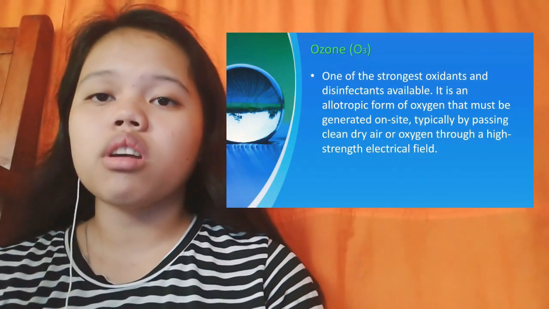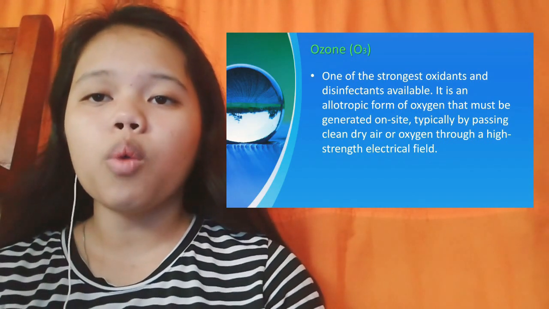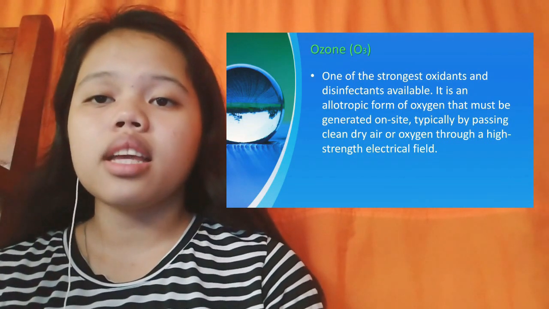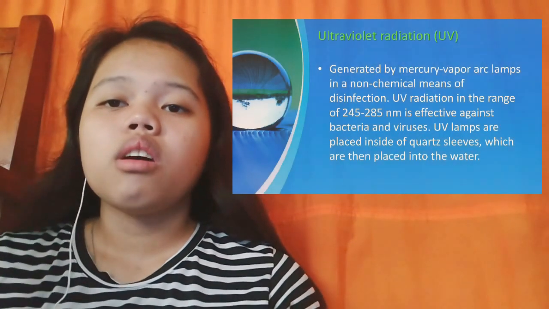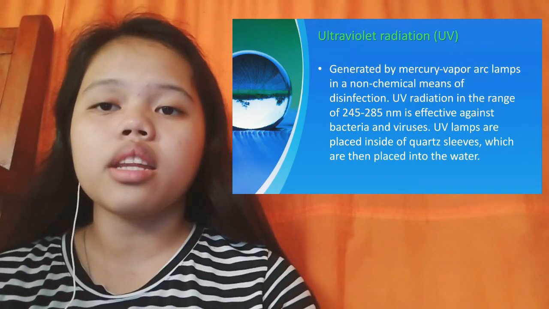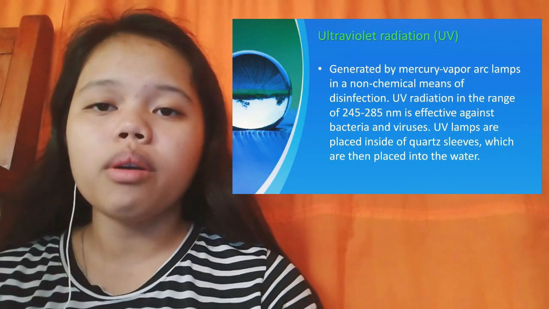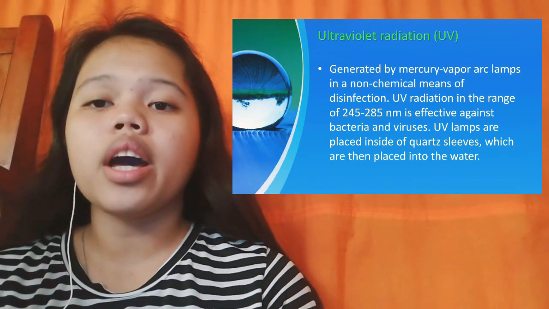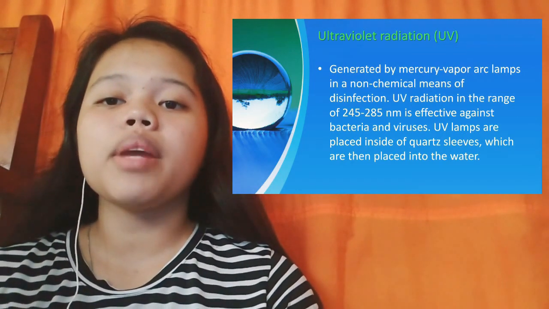Ozone, one of the strongest oxidants and disinfectants available. It is an allotropic form of oxygen that must be generated on site, typically by passing clean dry air or oxygen through a high-strength electrical field. Ultraviolet radiation, generated by mercury vapor arc lamps, is a non-chemical means of disinfection. UV radiation in the range of 245 to 285 nm is effective against bacteria and viruses. UV lamps are placed inside of quartz sleeves which are then placed into the water.